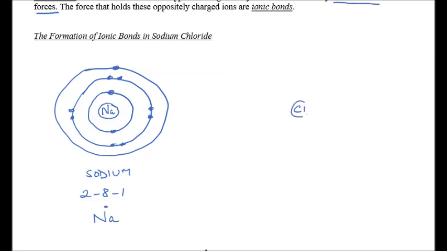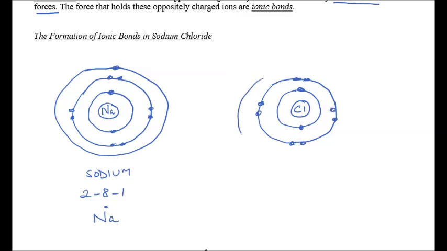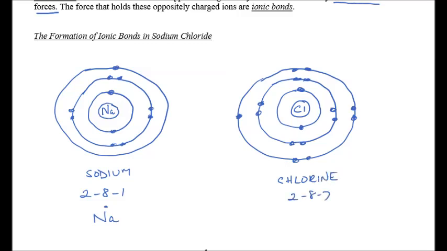Chlorine is atomic number 17. So 2 electrons in the first shell, 8 electrons in the second shell, and 7 electrons in the third shell. I'm going to draw the lone electron over there, just to make it easier to see what happens next. Chlorine is 2,8,7, so the symbol of chlorine with 7 dots.